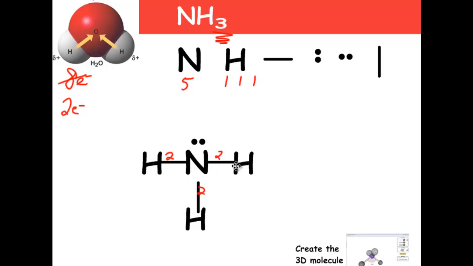So all in all, the hydrogens are all happy. The nitrogens have 2, 4, 6, 8, so nitrogen's good, and everybody's all set. So we're done, and that is what our covalent structure looks like on paper. It's not necessarily what it looks like in 3D.